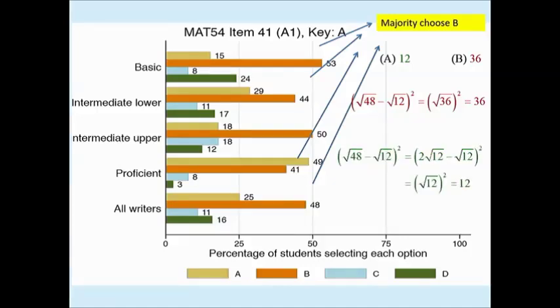So the square root of 48 is simply the square root of 4 times 12. But I know what the square root of 4 is. It's 2. So the square root of 48 is 2 square root 12, minus square root 12, which gives me 2 of a kind minus 1 of it, which will give me 1 of it. So the answer is square root 12, and that is the correct one.